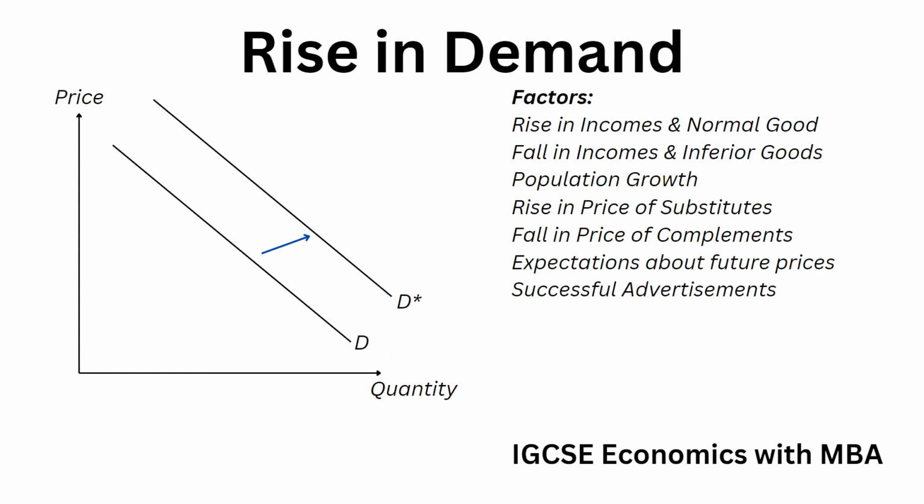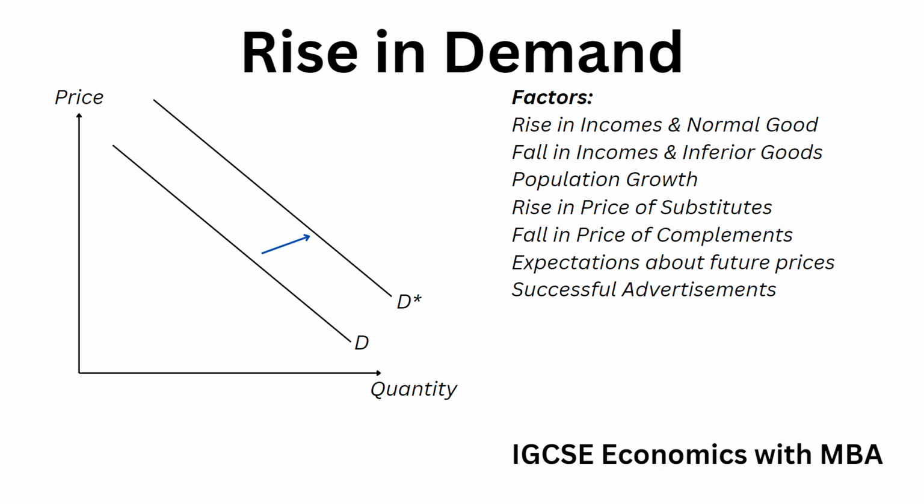So the first reason is a rise in incomes and normal goods. Normal goods are basically those goods which have a positive relationship with income. So when the income of people rises, people demand more of normal goods because now their purchasing power increases and they would be able to buy and afford more of those goods.